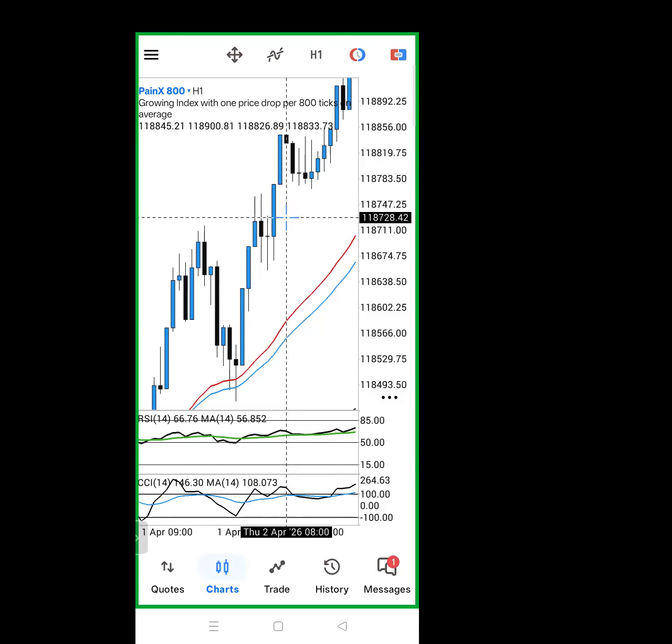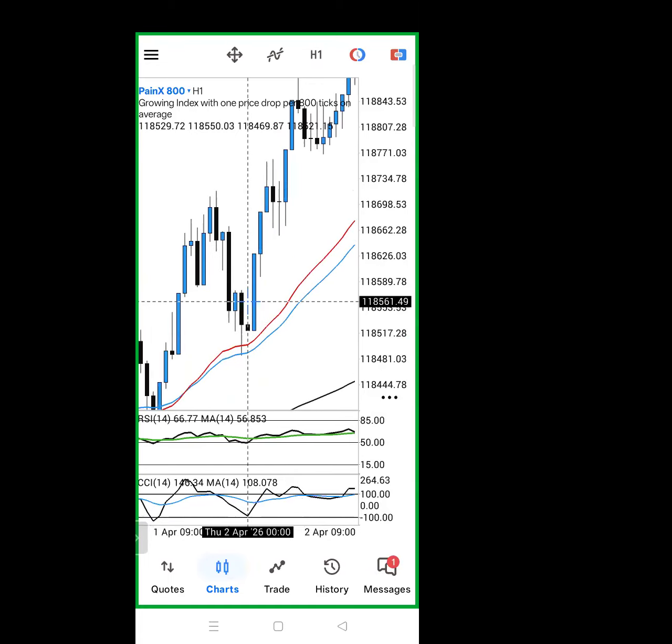Now, whenever you take this trade, your stop loss must always be below the immediate low, which is this. Like if you took this trade now, this is your stop loss. Your stop loss is here, just below this guy.